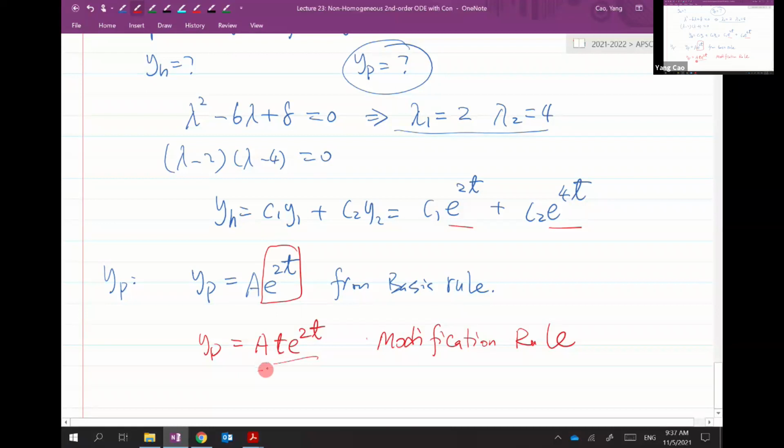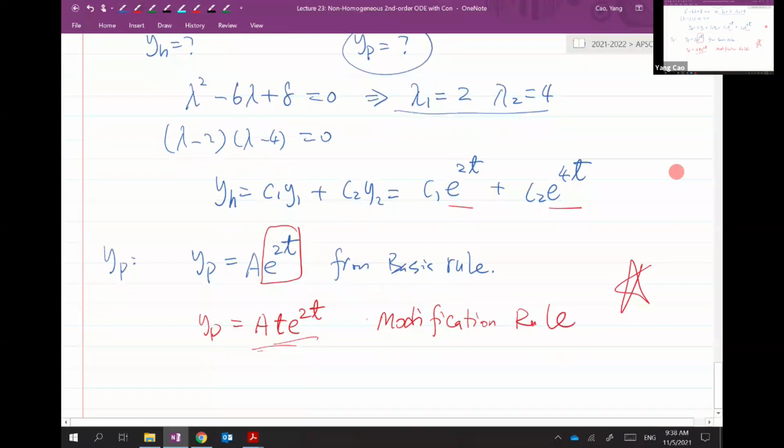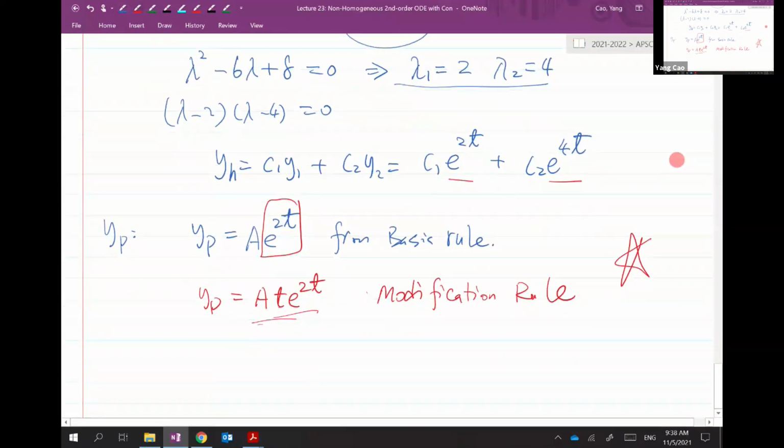A lot of students do not check, or they just didn't notice the similarities between the YP and the solution for YH. So this is very important, okay? If there's a test question, this will very possibly be part of one of the testing questions.